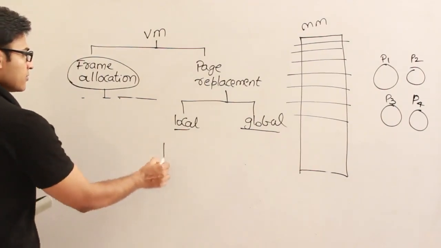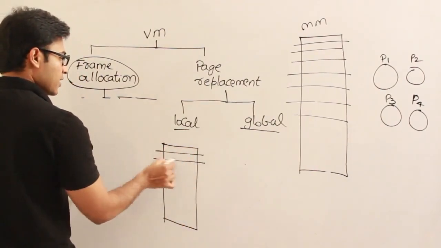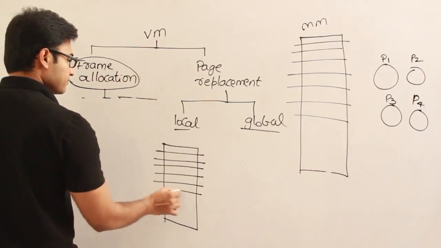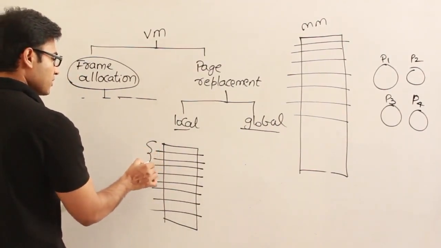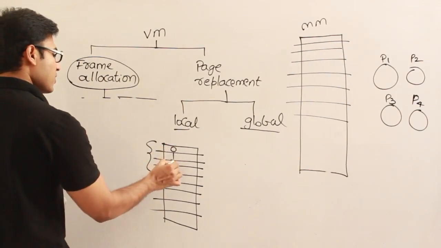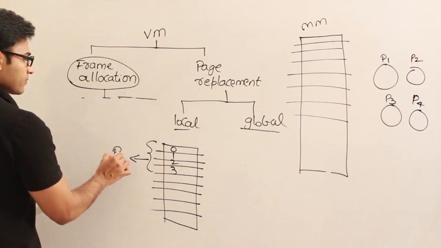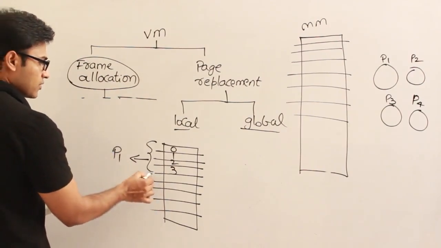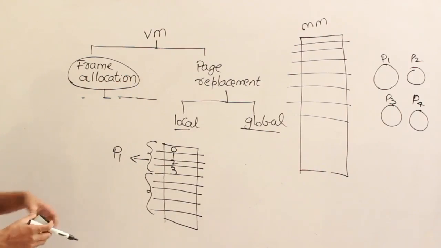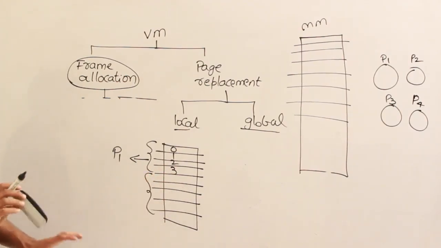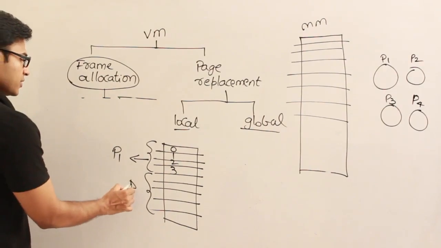Let us say this is the main memory, and in main memory we have various frames. Assume that the first 4 frames, frame number 0, frame number 1, frame number 2, frame number 3, are allocated to the process P1, and all the other frames are allocated to some other process, or you could even assume that they are not being used currently, or they may be allocated to some other process P2.